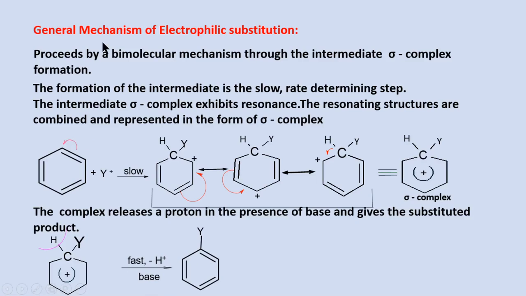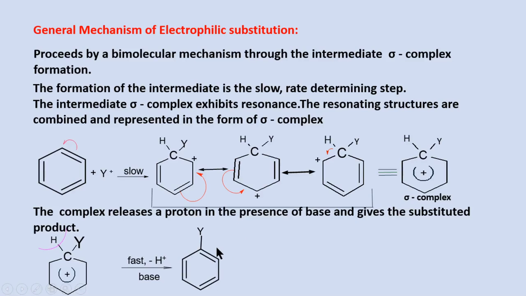Now let us consider the general mechanism of electrophilic substitution again. It is a bimolecular mechanism. So here, in the slow, rate determining step, the concentration of benzene as well as the concentration of the electrophile should be taken into account. Due to this, we are considering this as bimolecular, through the formation of the intermediate sigma complex. So this is the slow, rate determining step which leads to the formation of the sigma complex. This sigma complex is resonance stabilized, so it exhibits resonance. And in the last step, the hydrogen is removed as H plus by a base.